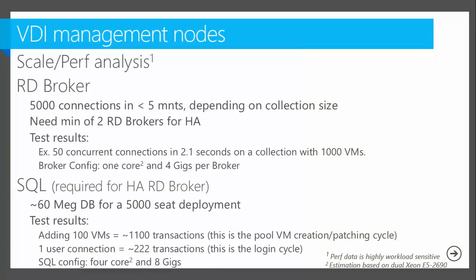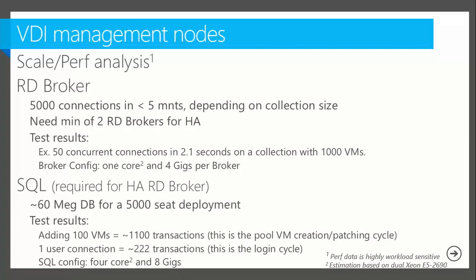And to give you some examples, 50 concurrent connections in 2.1 seconds to a collection of 1,000 VMs. And the broker doesn't do much work. That's why it has only 1 core and 4 gigs of RAM for the broker. The SQL Server is doing real work here. Our database is pretty small, only about 60 megabytes for a 5,000 seat deployment.